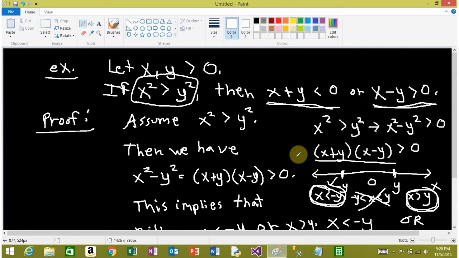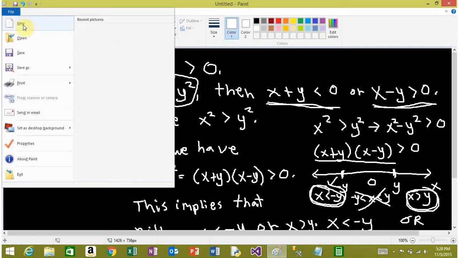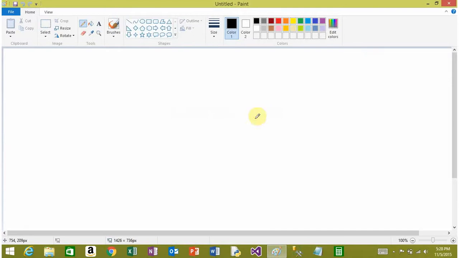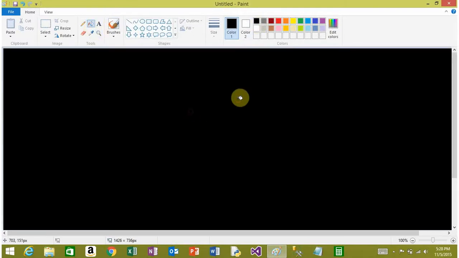Now we're going to take a look at some examples of indirect proof using the contrapositive and contradiction. I'll get a new board. Okay, so here's the contrapositive example.